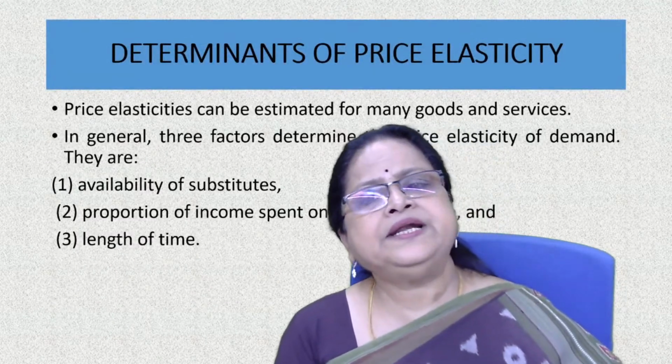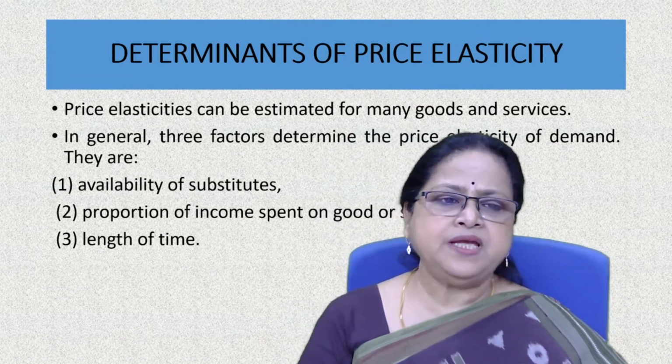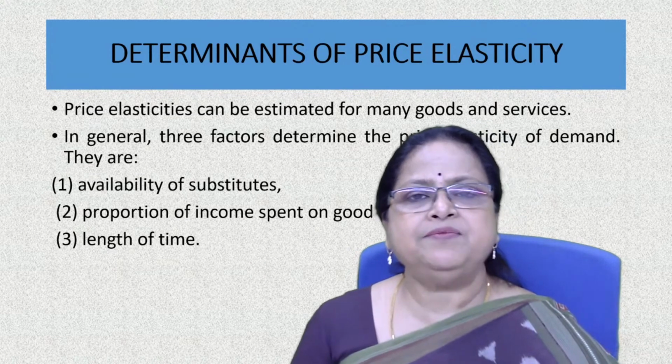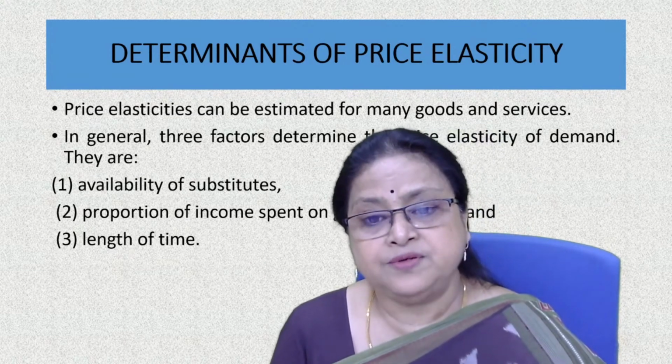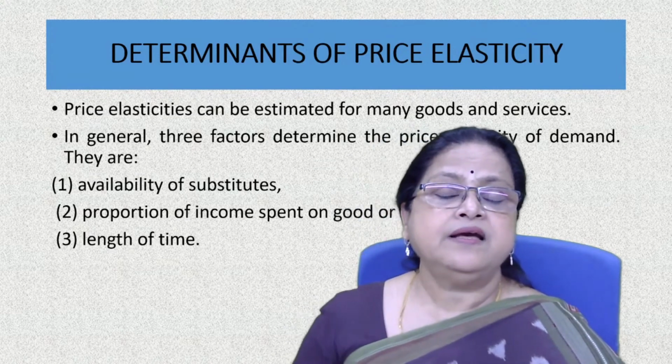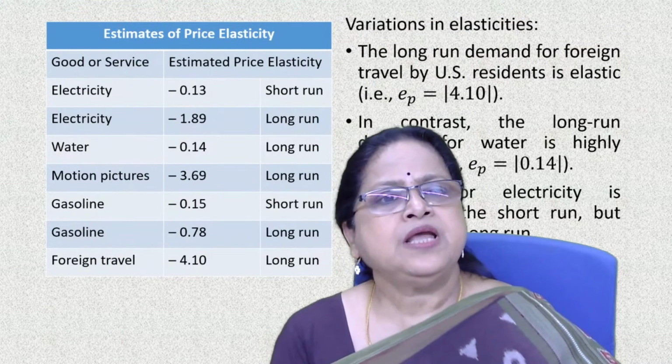Now, what are the determinants of price elasticity? The determinants of price elasticity can be three major factors: availability of substitutes, proportion of income spent on goods and services, and length of time. Now, this is an example here.